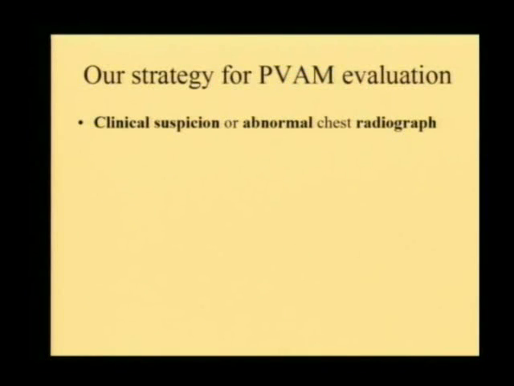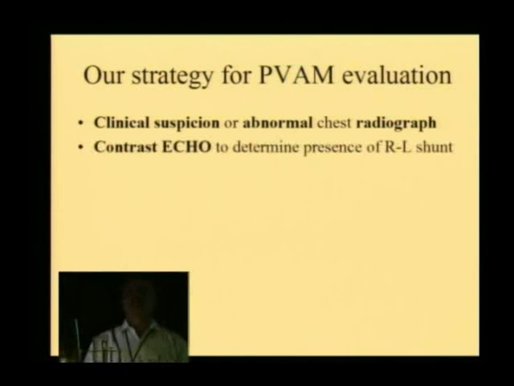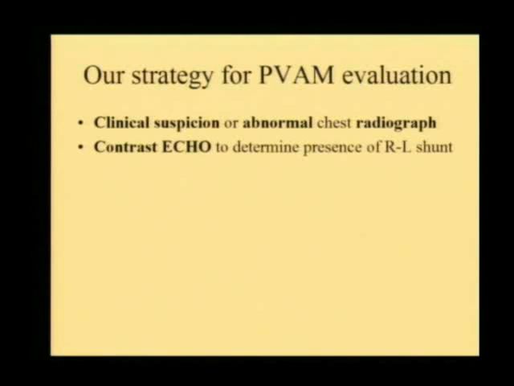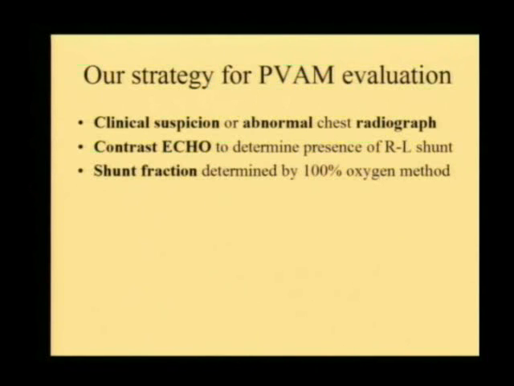What is our strategy? This strategy which we have developed over the last 30 years is that a patient who comes to us with a clinical suspicion or an abnormal chest radiograph suggestive of pulmonary arteriovenous malformation undergoes a contrast echocardiography to establish the diagnosis of pulmonary arteriovenous malformation. Once this is established, we do a shunt fraction. It's a non-invasive technique, and defines the degree of shunting which is happening.